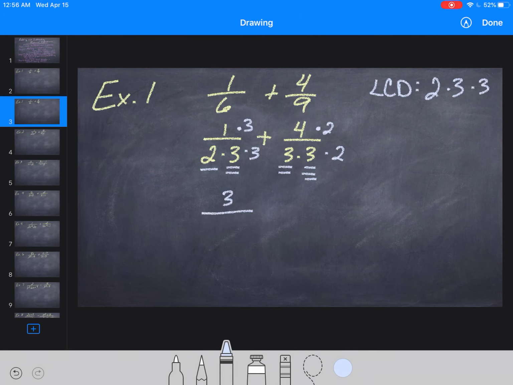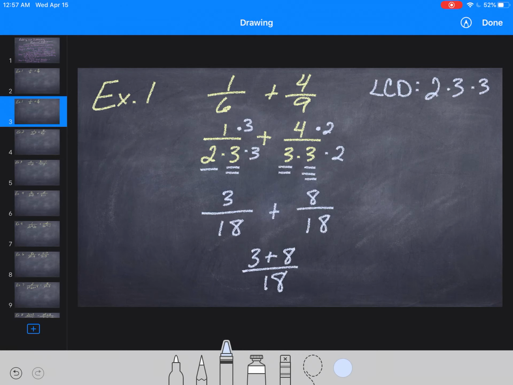So I would have 3 over 2 times 3 is 6 times 3 is 18, plus 4 times 2 is 8 all over 3 times 3 is 9 times 2 is 18. Then we would combine our fractions into one fraction so we could simplify our numerators using the distributive properties or combining like terms. So I would end up with 3 plus 8 all over 18.